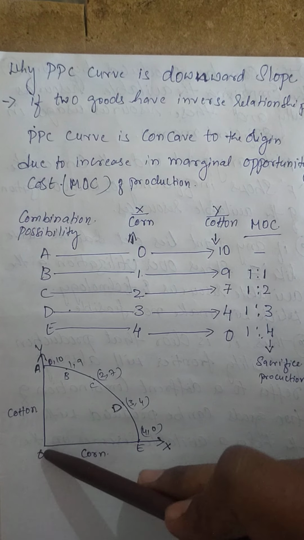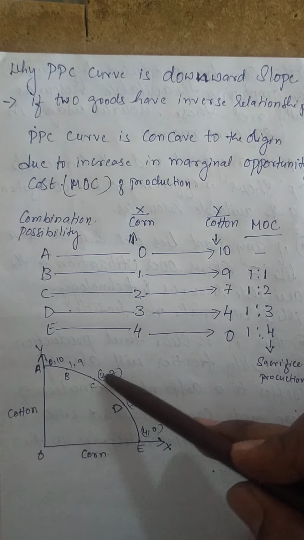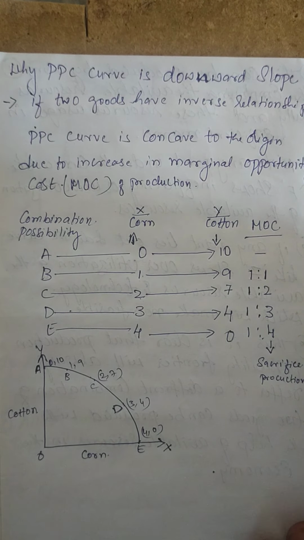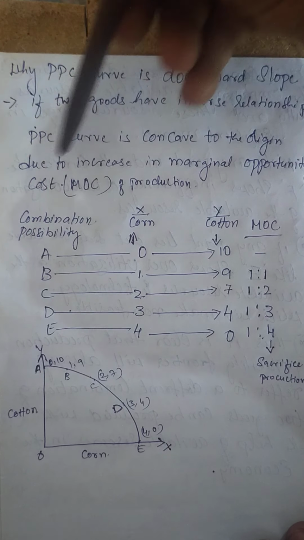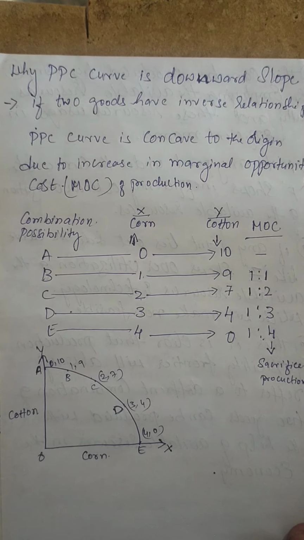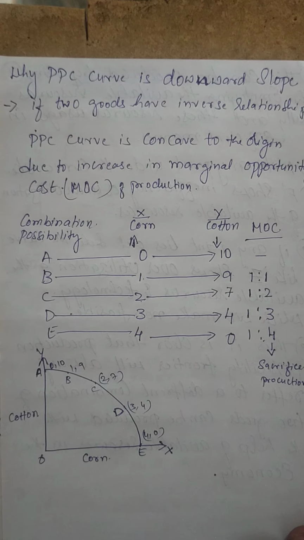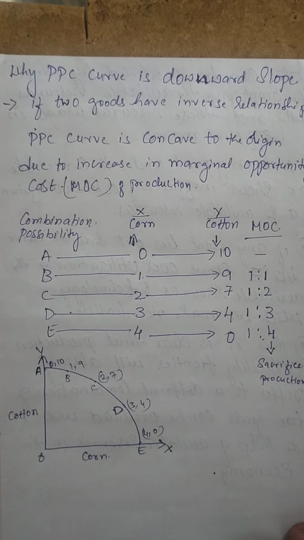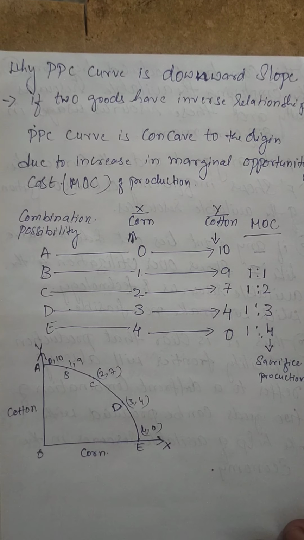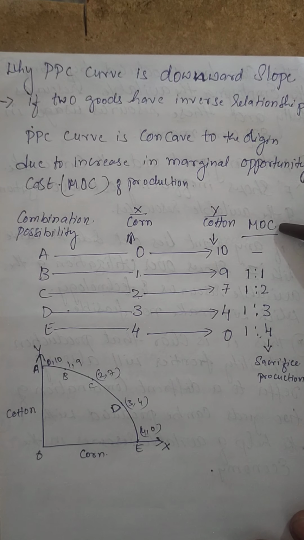So why is it concave to the origin? This is the origin, and it is concave to the origin. Why? The reason is very simple: due to increase in marginal opportunity cost. What is this, sir? MOC, you have put marginal opportunity cost, you are saying. Let me tell you, in future you are going to study this as MRS, marginal rate of substitution.